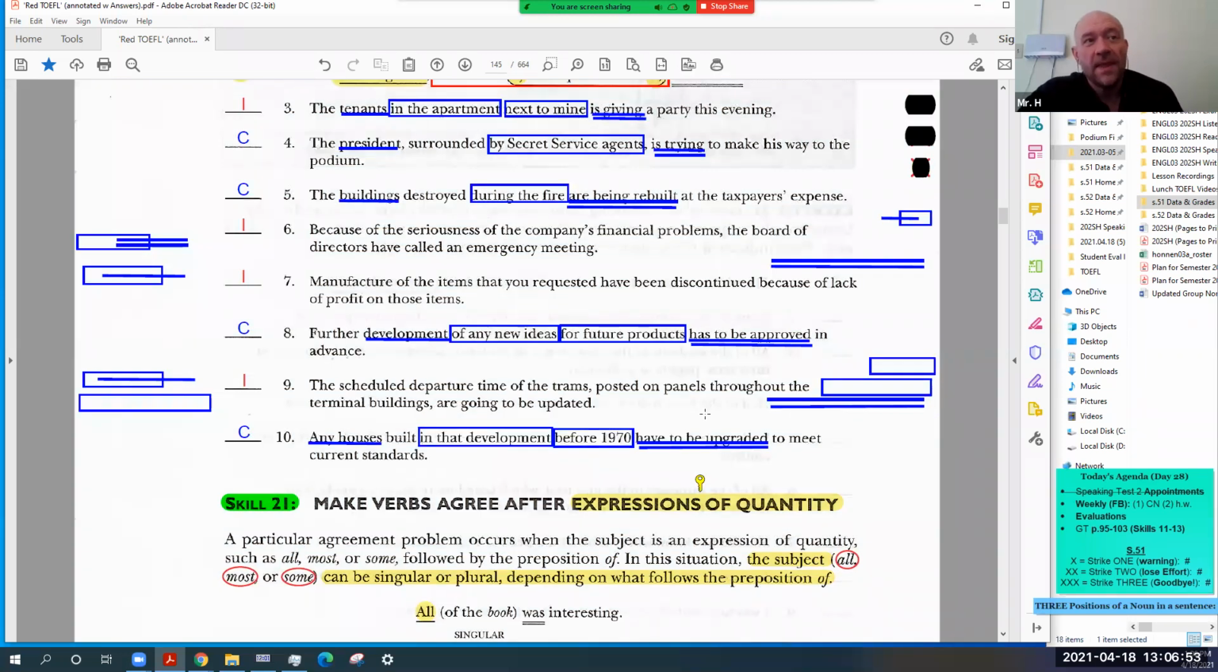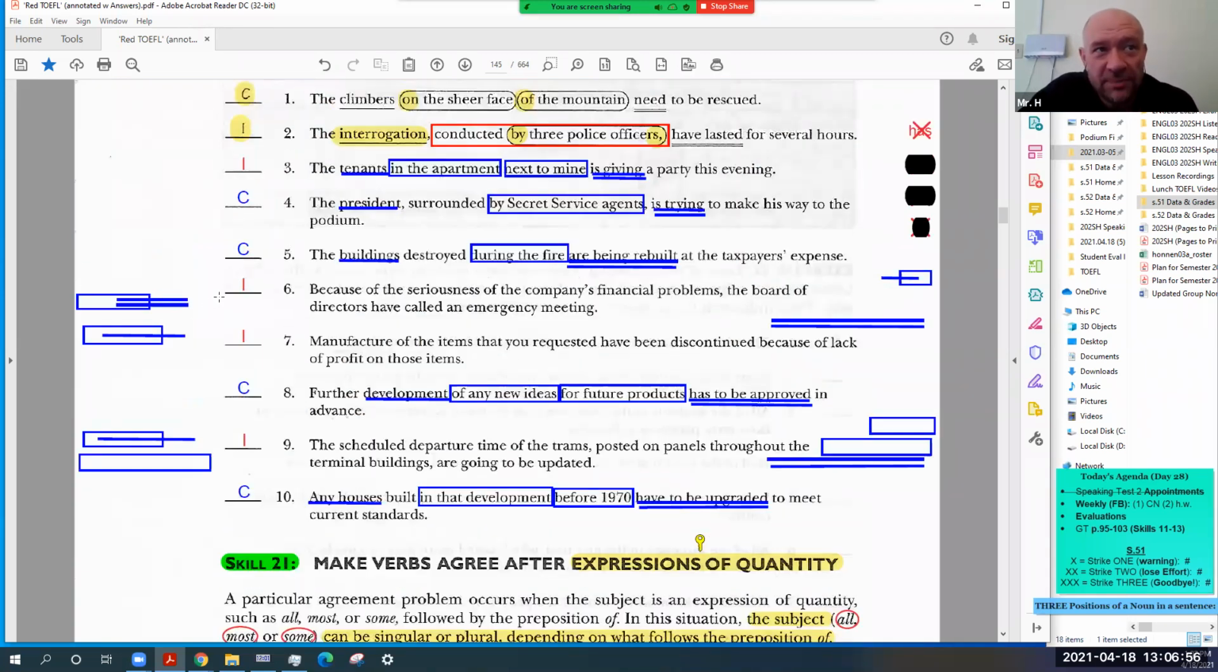All right. Yeah. So Abdul Majid, let's go back up here to number 6. Find the subject in number 6. The board. That's right. Okay. And then the verb, find the verb. Have called.